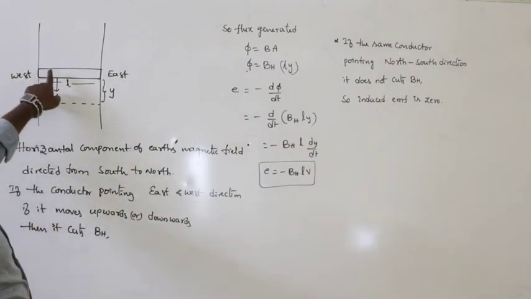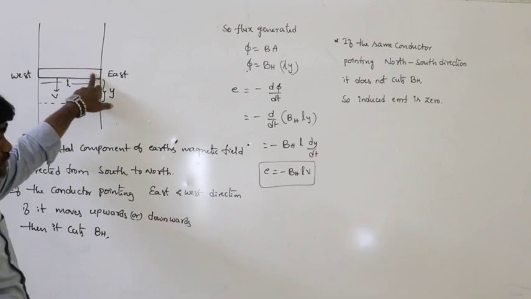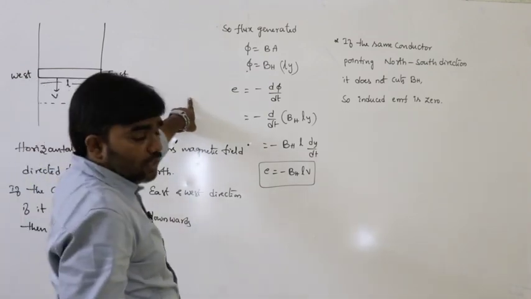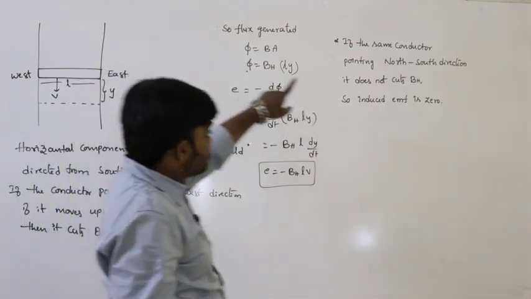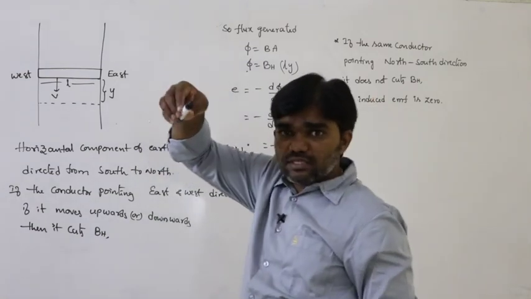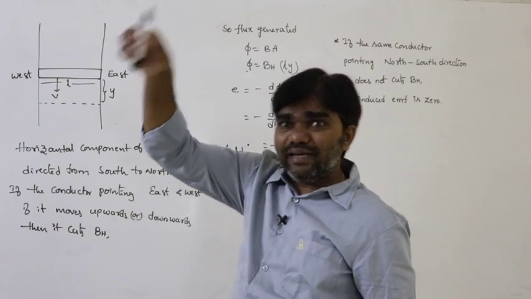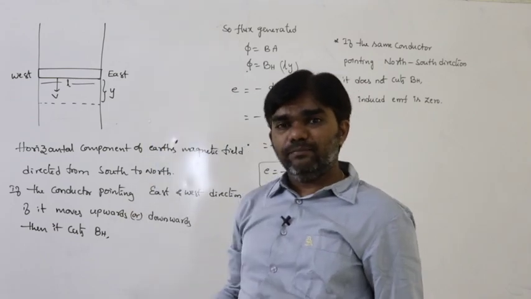So if this conductor is pointing in the east-west direction, then an EMF is induced. See here, this is the conductor pointing east-west, and if it moves upwards or downwards, then it cuts the magnetic field.